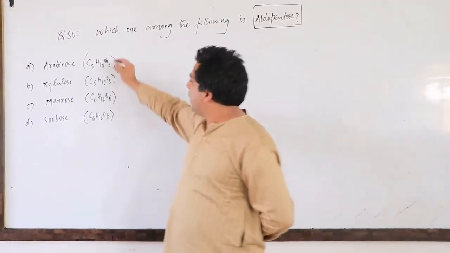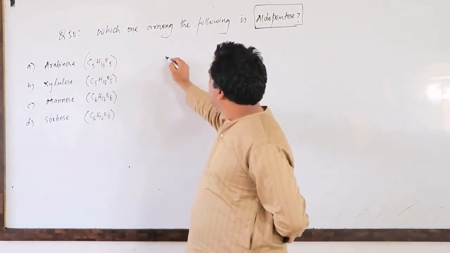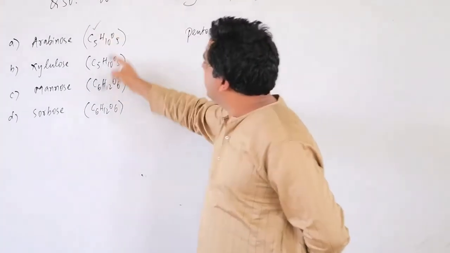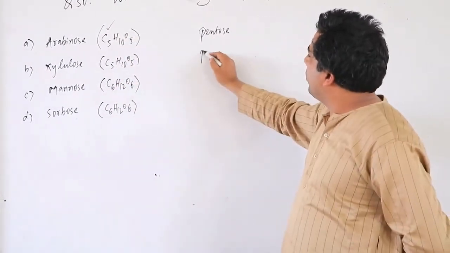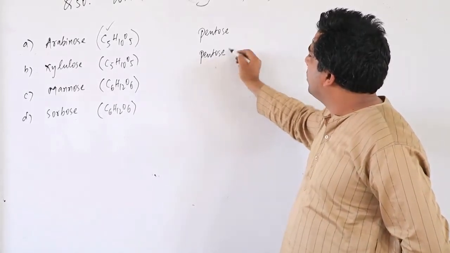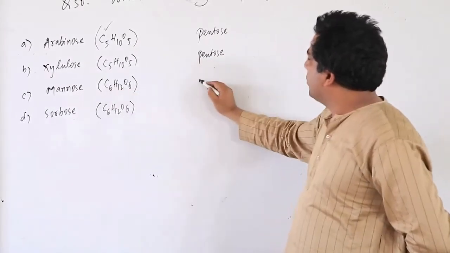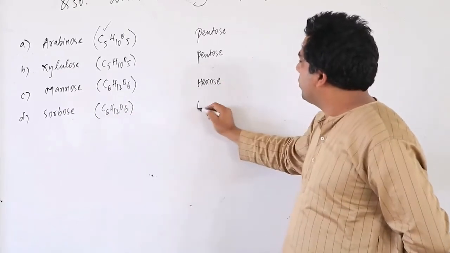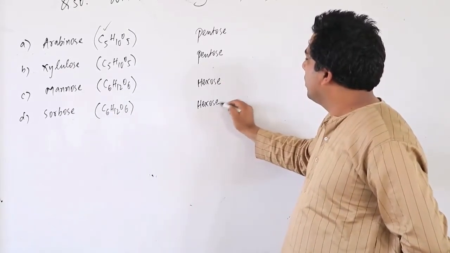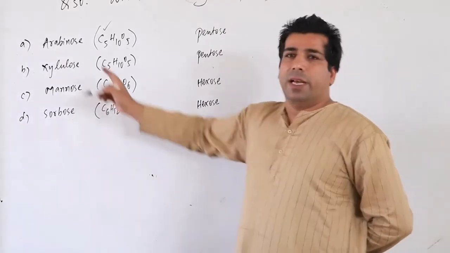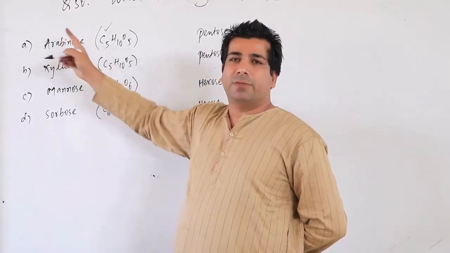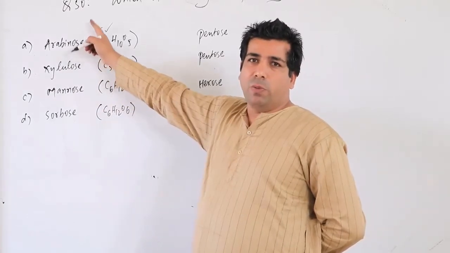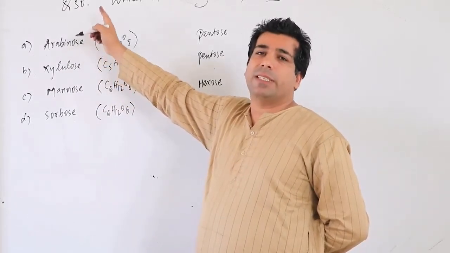See here, this is pentose. This guy is our pentose because it contains 5 carbon atoms. This also contains 5 carbon atoms, so it's also pentose. This contains 6 carbon atoms, so it is hexose. This contains 6 carbon atoms, so it's also hexose. Now look here, my dear friends. Arabinose basically has 1 carbon atom as aldehyde. In arabinose, the first carbon is basically aldehyde.